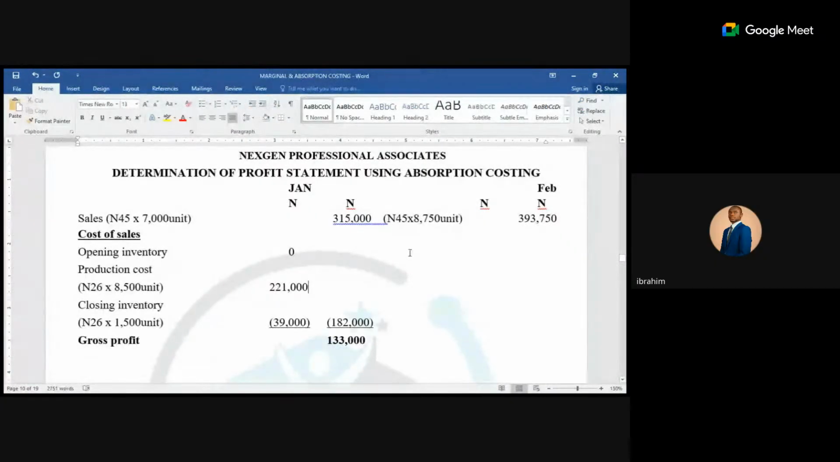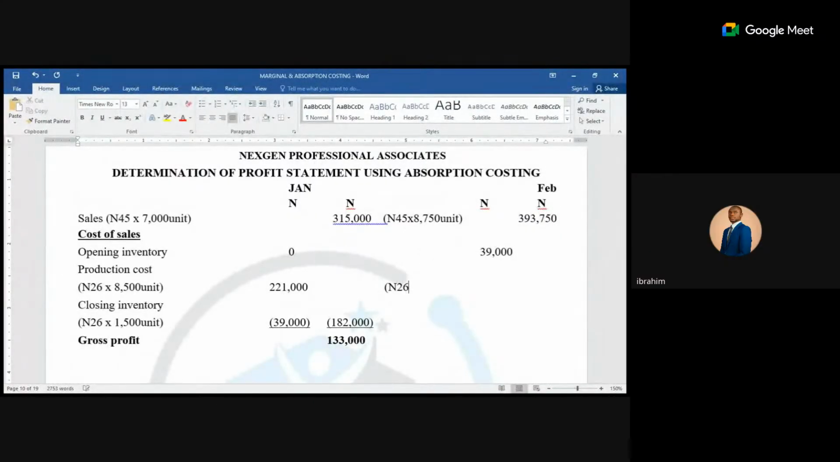Now, before we move to the production cost, definitely the closing inventory. Look at the value. The closing inventory of January will be the opening inventory of February. So you lift it like that. So this to be 39,000 naira. Right? So your closing, your production cost, right?